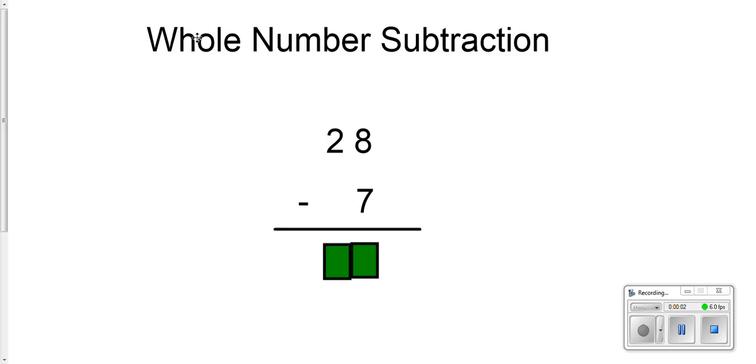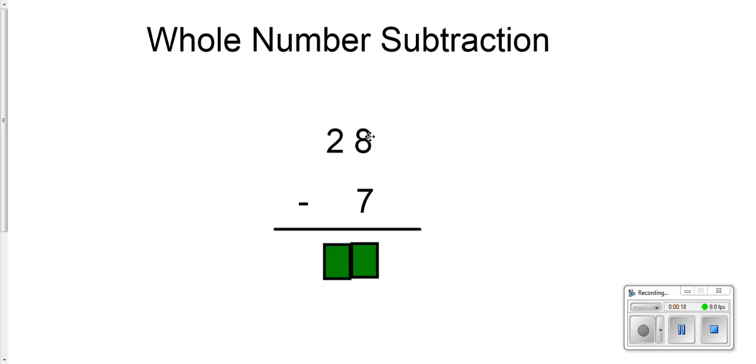All right, now we're going to look at whole number subtraction. So we're just taking away one whole number from another whole number. Now this problem says 28 minus 7. When you read it off as 28 minus 7, that means you're taking 7 away from 28.